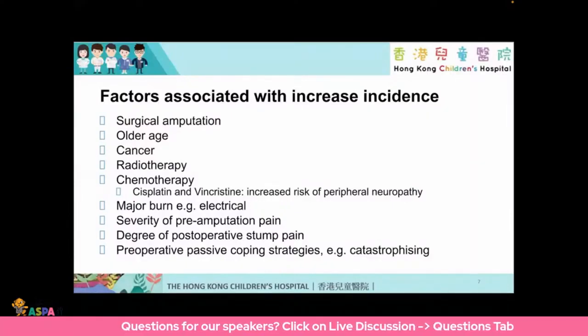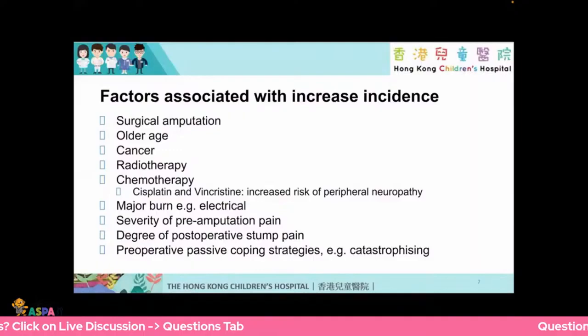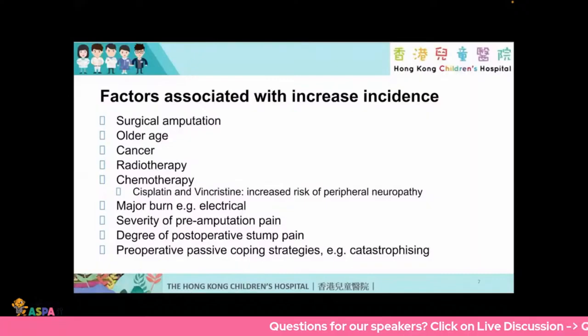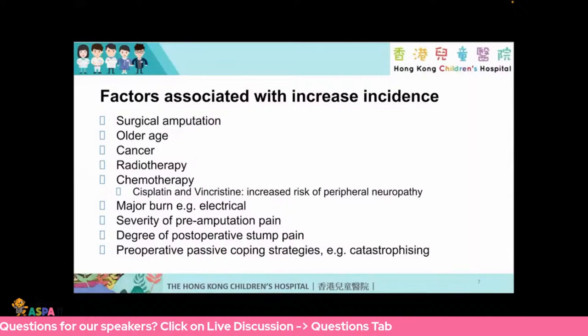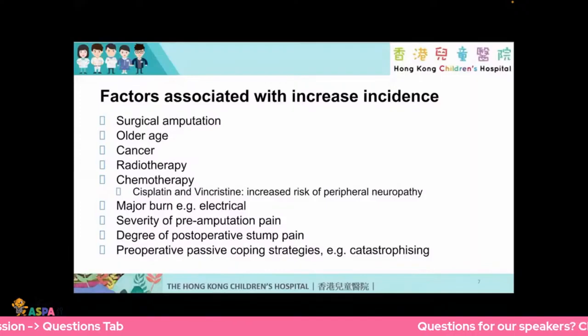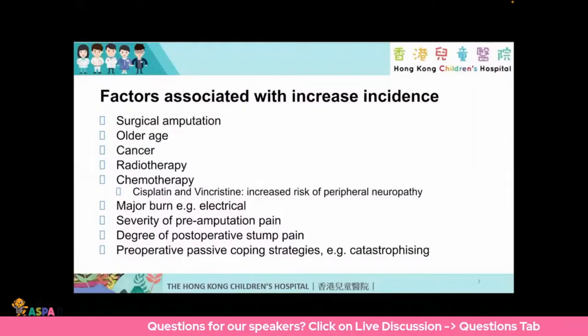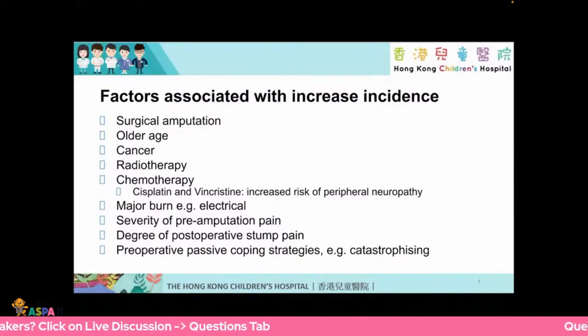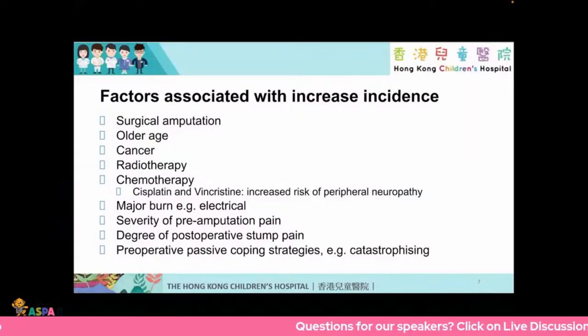For cancer, the incidence is about 48 to 90%. It is very high. Chemotherapy is very interesting. It was found that for children who receive neoadjuvant chemotherapy, the incidence can be as high as 74%, while for those who receive chemotherapy only after the surgery, the incidence goes down to 44%. And in those children who do not need chemotherapy at all, the incidence can be as low as 12%, which is dramatically lower.